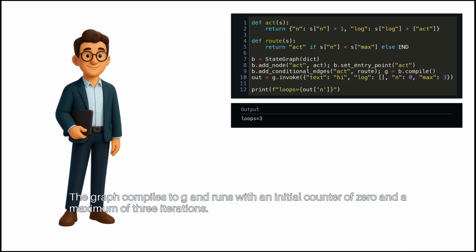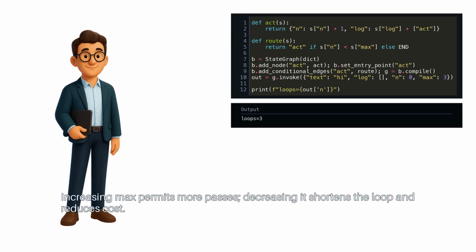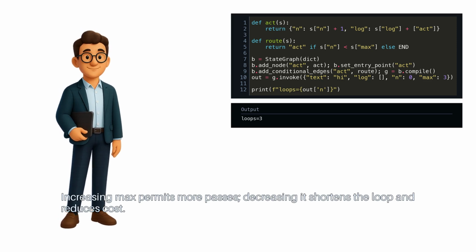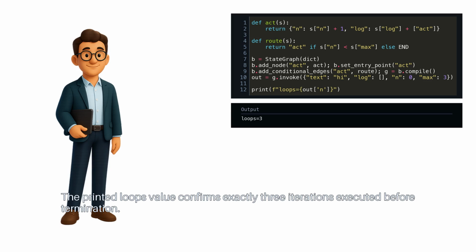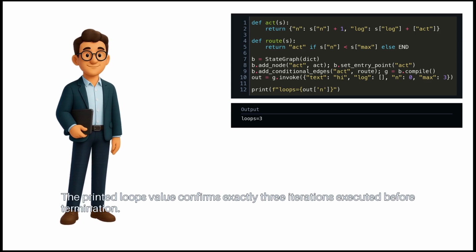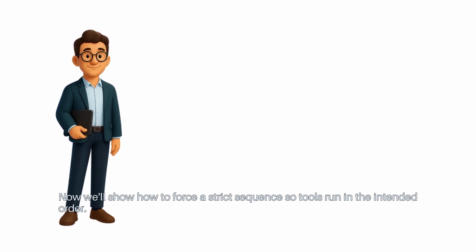The graph compiles to G and runs with an initial counter of 0 and a maximum of 3 iterations. Increasing max permits more passes. Decreasing it shortens the loop and reduces cost. The printed loops value confirms exactly 3 iterations executed before termination. Now we'll show how to force a strict sequence so tools run in the intended order.